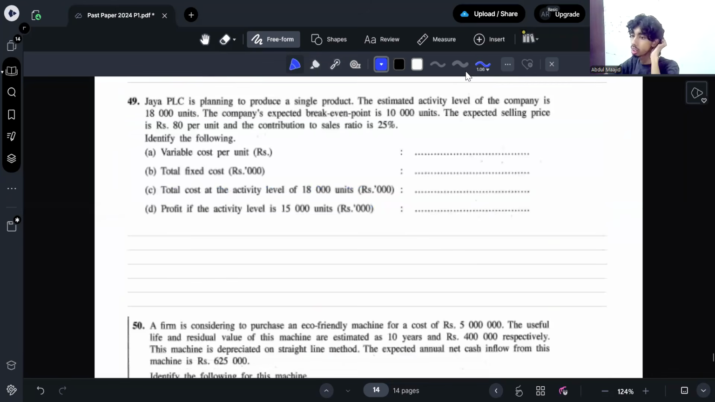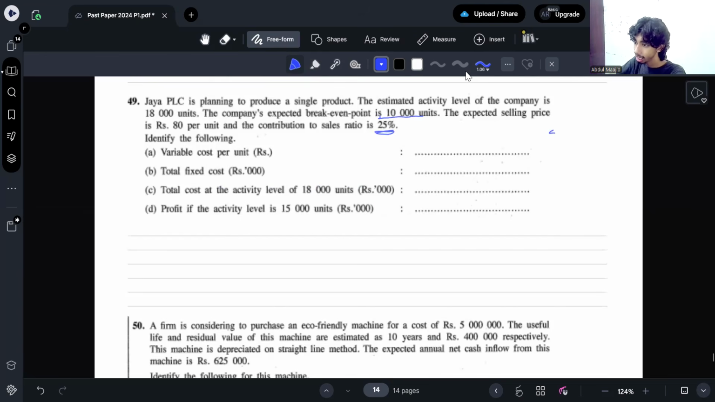49. Jaya PLC is planning to produce a single product. The estimated activity level of the company is 18,000 units. The company's expected break-even point is 10,000 units. The expected selling price is 80 rupees per unit. Contribution to sales ratio is 25%.